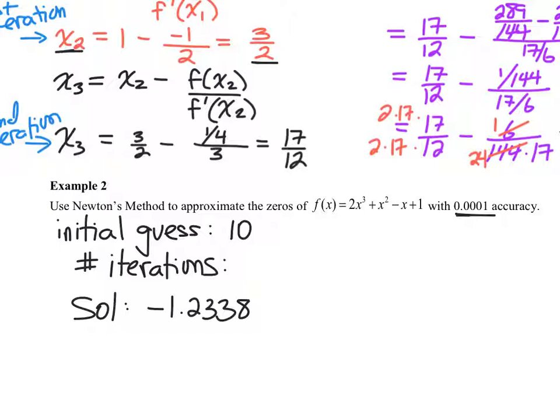The first time we got to that negative 1.233, it was a 7. 3, 4, 5, 6, 7, 8, 9, 10, 11, 12. It consists of 14 iterations.